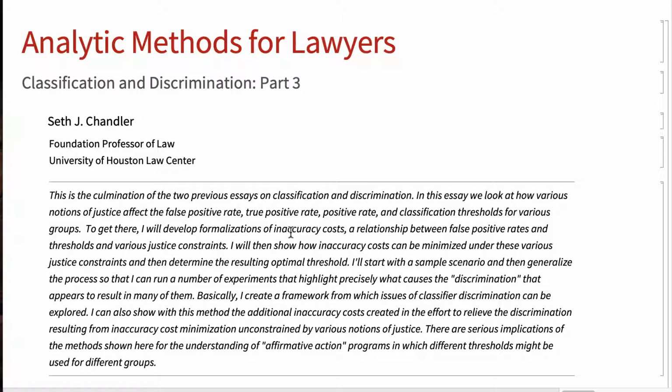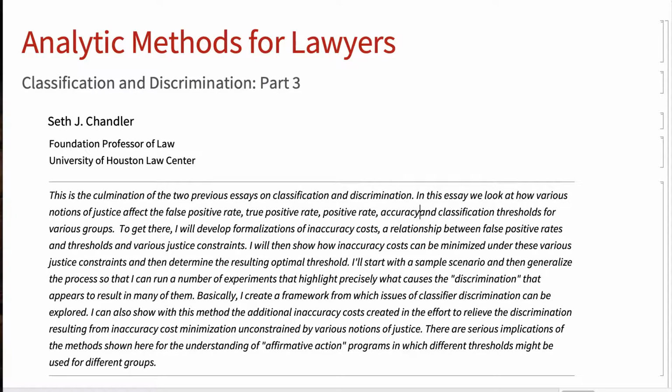In this essay, I'm going to look at how various notions of justice affect the false positive rate, true positive rate, accuracy, and classification thresholds for various groups. To get there, I'm going to develop formalizations of inaccuracy costs, a relationship between false positive rates and thresholds, and various justice constraints. I'm then going to show how inaccuracy costs can be minimized under these various justice constraints, and then determine the optimal threshold.